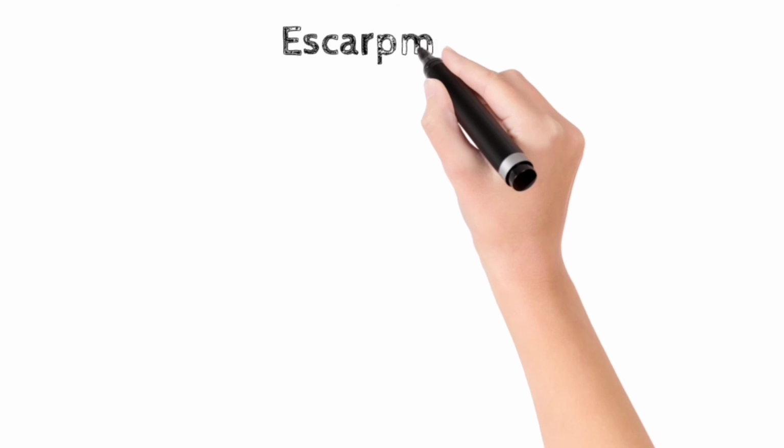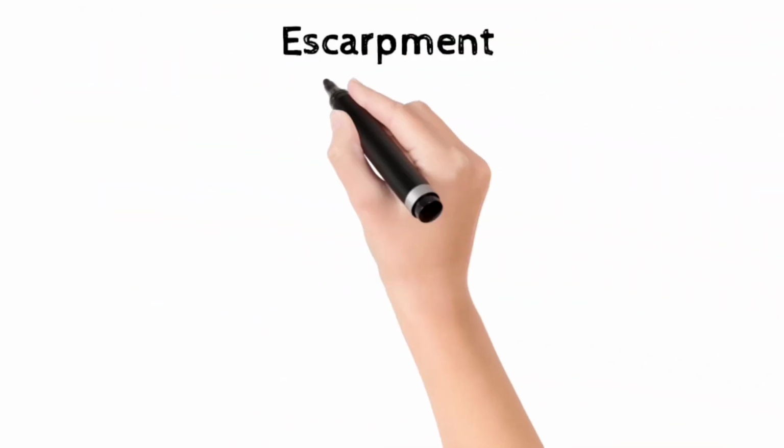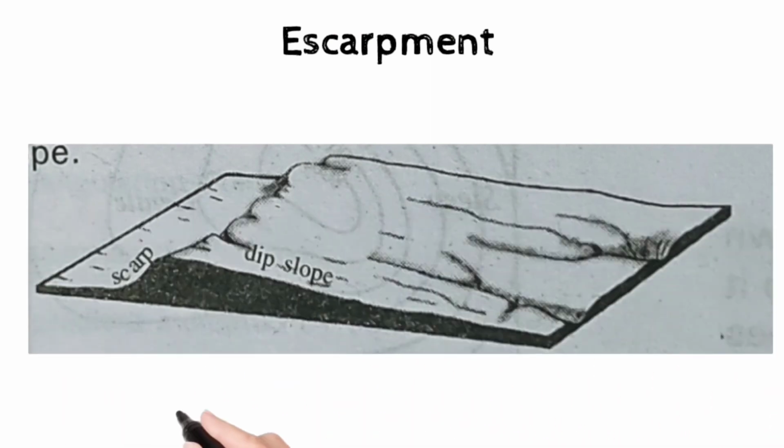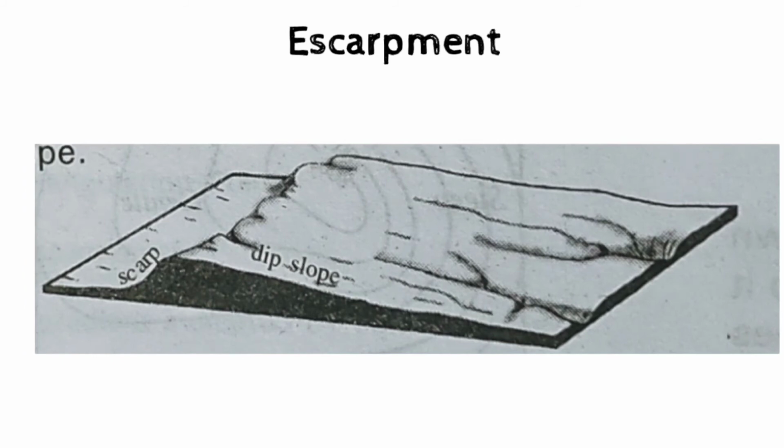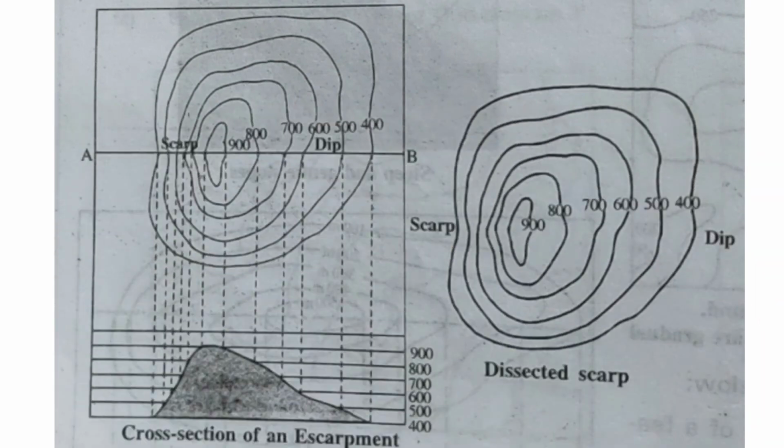Escarpment is an upland with a narrow top, a steep slope on one side which is called scarp, and a gentle slope on the other side which is known as dip. The highest part of the escarpment is known as crest. So we can assume the contour lines are closely spaced at one side, indicating the scarp or steepness of the slope, whereas widely spaced on the other side to indicate dip or gentle slope.